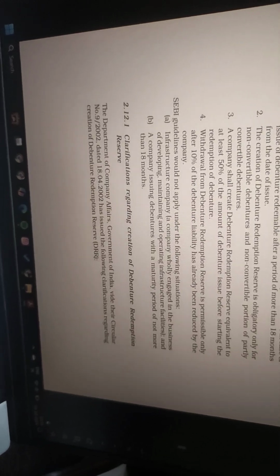Another thing about debenture redemption reserve is that the debenture redemption reserve account appears on the liability side of the balance sheet under the head reserves and surplus. When the debentures are redeemed, the requisite amount of debenture redemption reserve is transferred to general reserve.